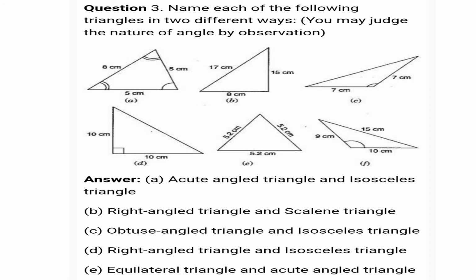Here let us jump to the figure E. Here we can say that it is an equilateral triangle and an acute angled triangle. Well, we can say that it is an equilateral triangle because length of the sides is equal, which means length of all the sides is equal. Similarly, we can say it is an acute angled triangle because all three angles are less than 90 degree.